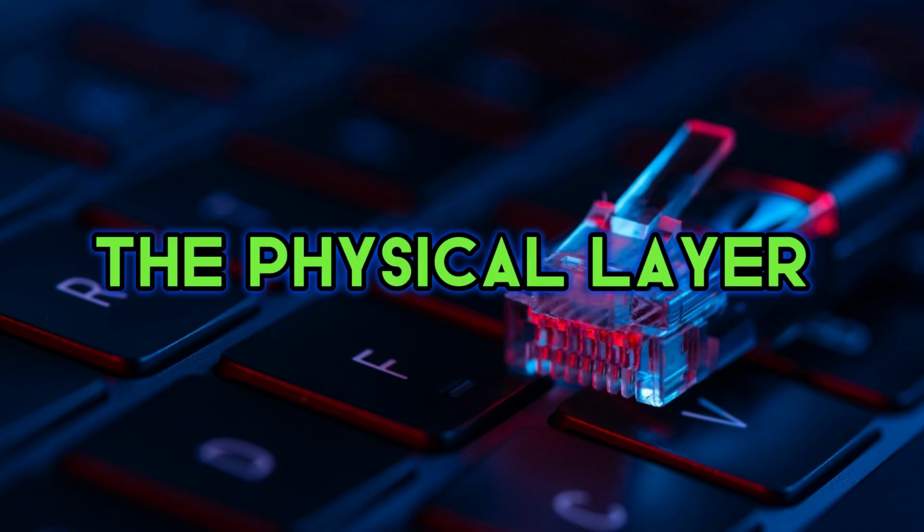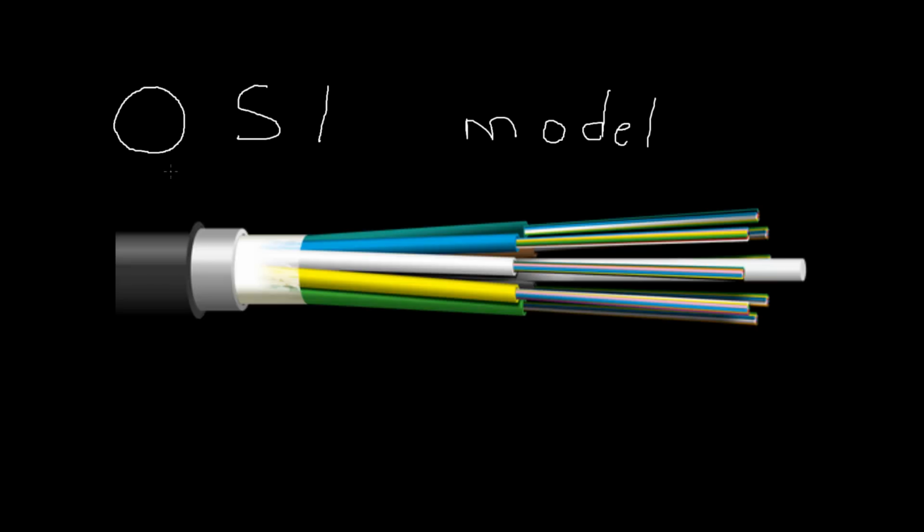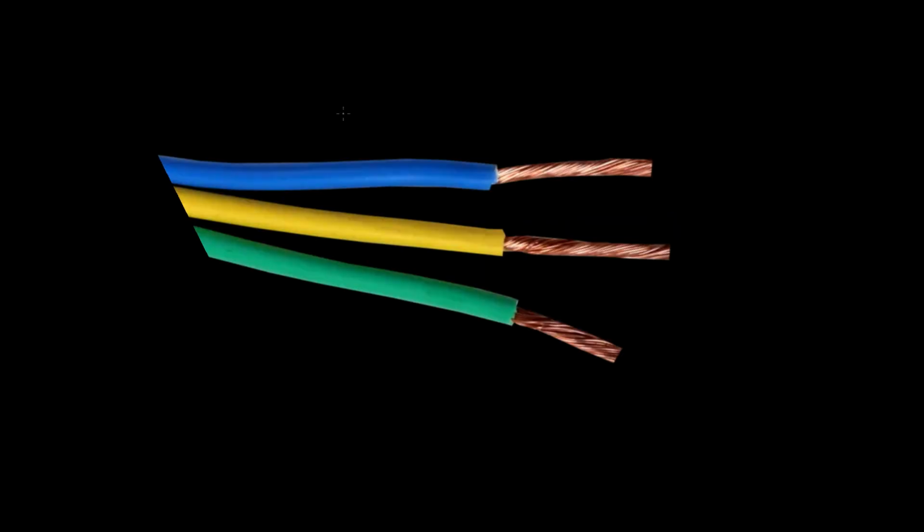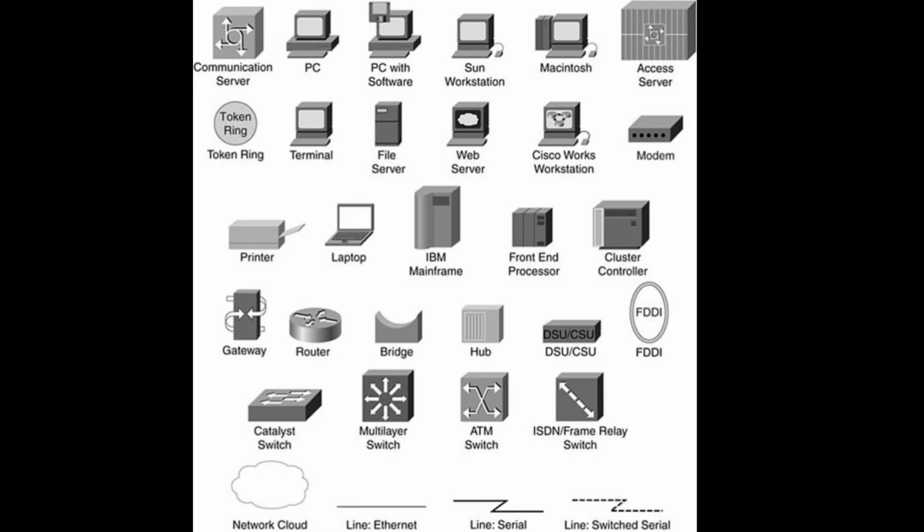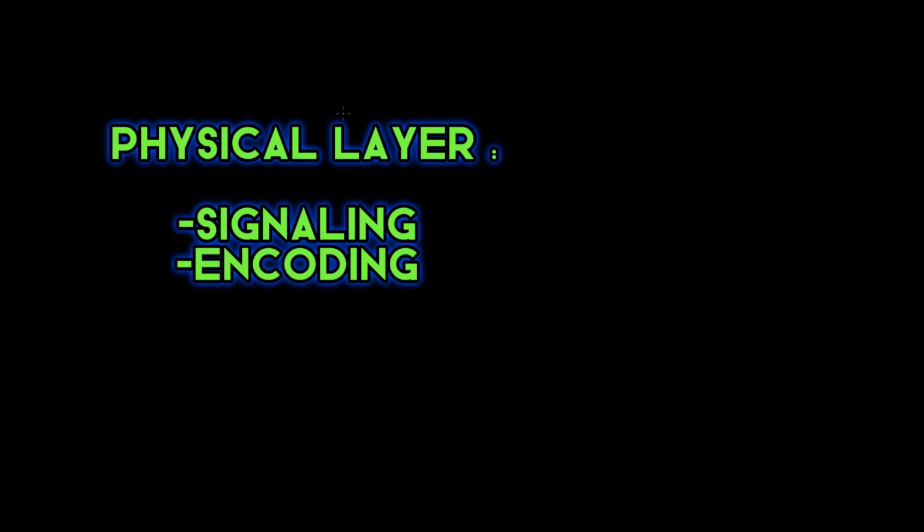The physical layer defines the relation of the physical components and the data link layer. The physical layer is everything you can see and touch in the world of technology: fiber optic cables, copper cables, Ethernet cables, computers, servers, and everything. Its duty is signaling and encoding.